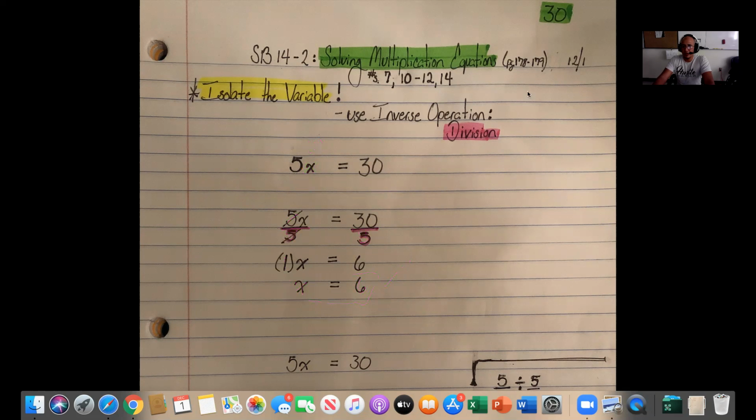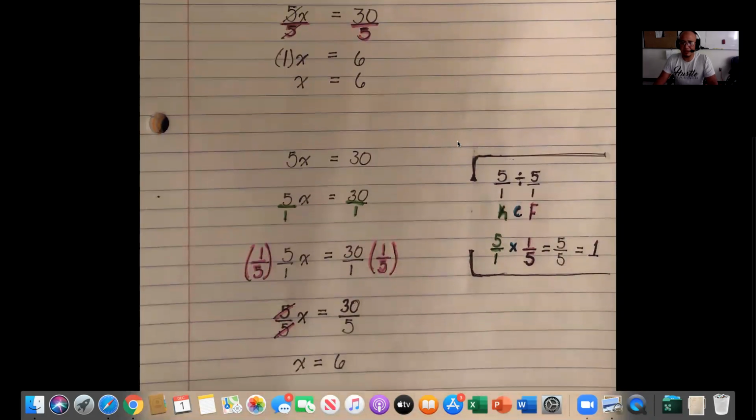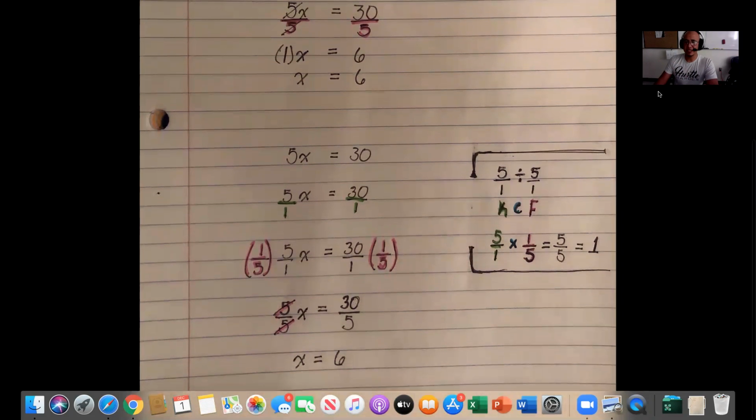Very good. Now, ladies and gentlemen, we're going to do the same exact example, and in some ways do the same thing, but in a different way. We're going to look at the same problem from a different perspective, because I want you guys to be able to do problems with fractions as well. And so we're going to look at this from a fraction perspective.